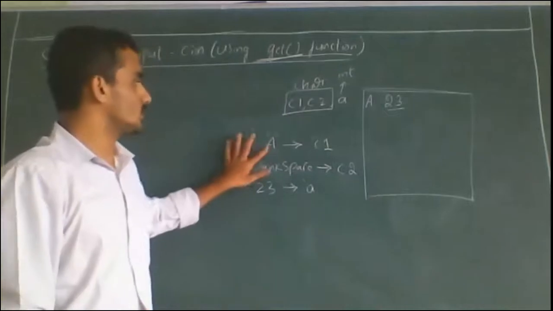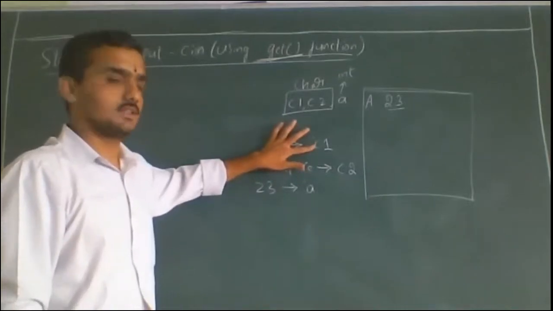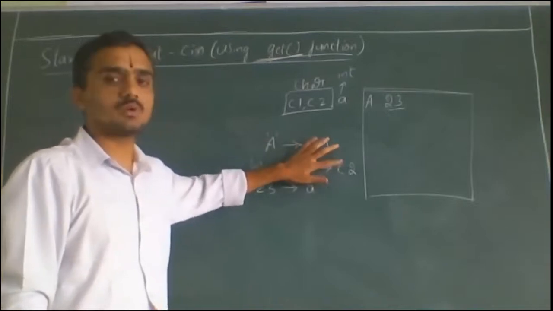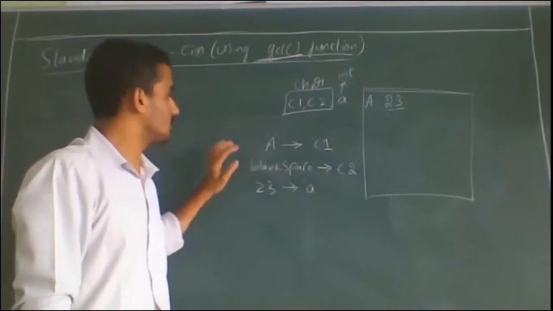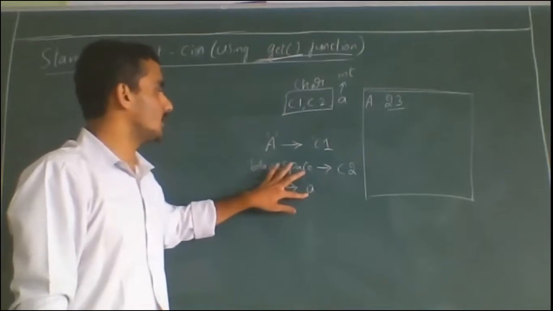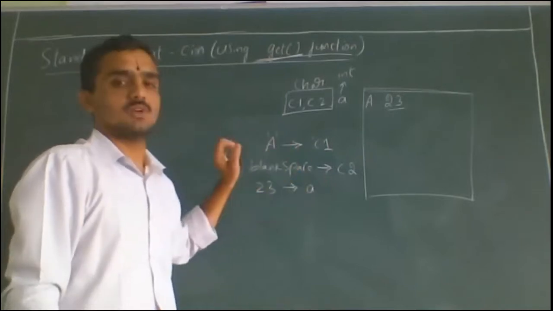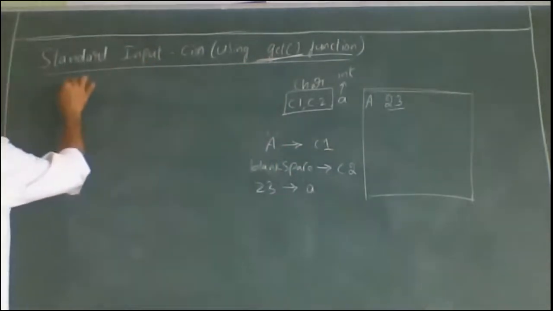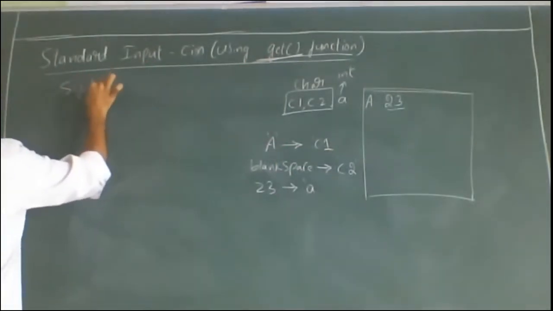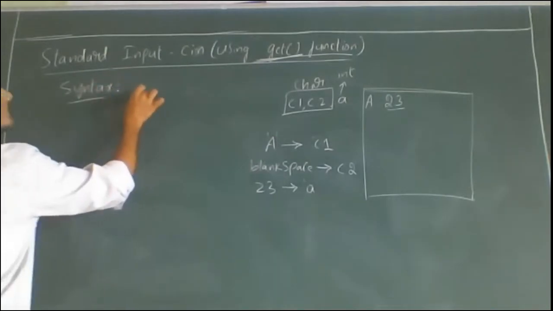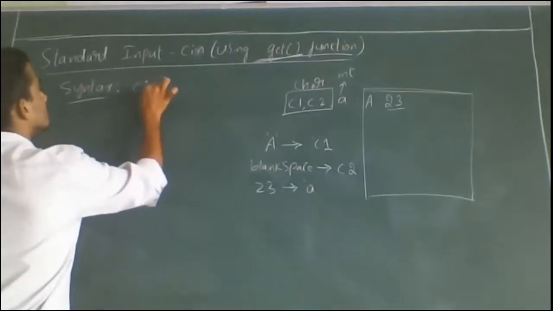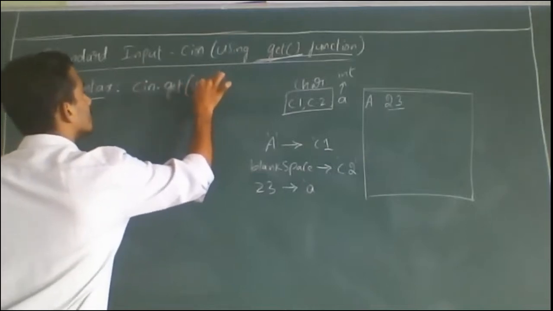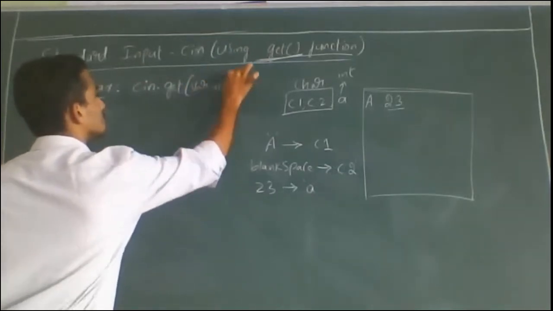Understood? A should be stored in C1 because it is a character. Blank space is also a character. Blank space should be stored in C2. It should not be skipped. It should be considered. Then 23 should be stored in variable A. Now I want to achieve this. For this, we need get function. So the syntax to use get function is cin.get(variable).